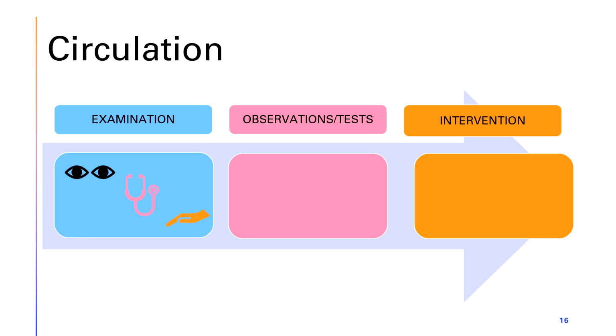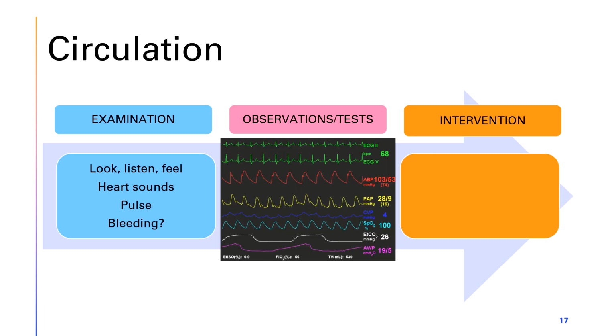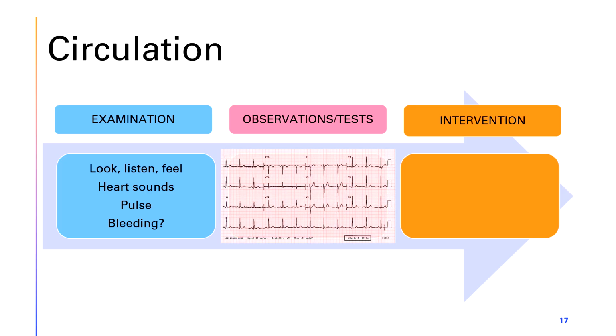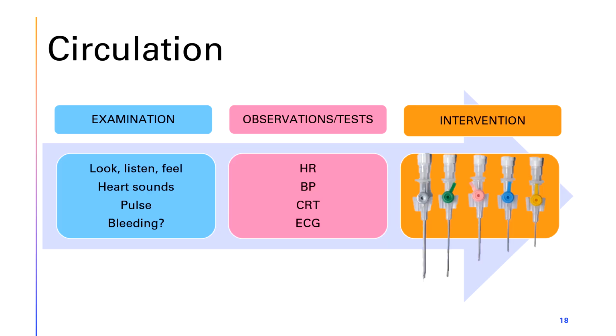Then for circulation, again, have a look, listen and feel. So listen to the heart sounds, have a good feel of the pulse, and check there's no obvious signs of bleeding on the patient. On our observations, we want to have a look at our heart rate and our blood pressure. We also need to consider whether we need to do an ECG or not.